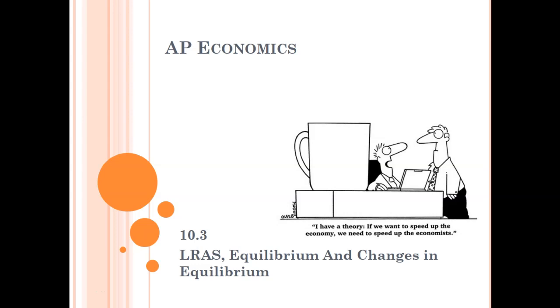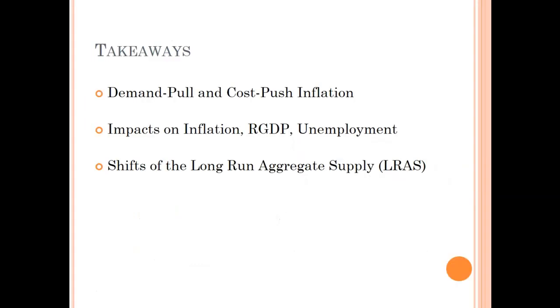Farmer. Today we're talking about the long-run aggregate supply curve, equilibrium, and change to equilibrium for macroeconomics and ADAS models. So the main topics are demand pull and cost push inflation and how that impacts things like inflation, real GDP, unemployment. And then we're going to finish talking about how the long-run aggregate supply curve, the LRAS, can shift.